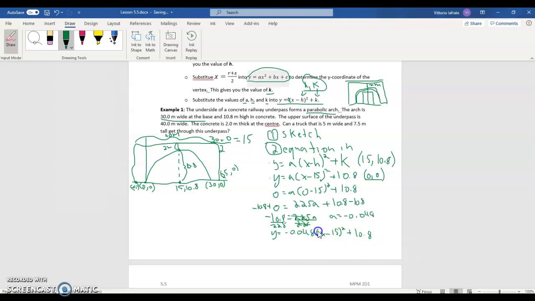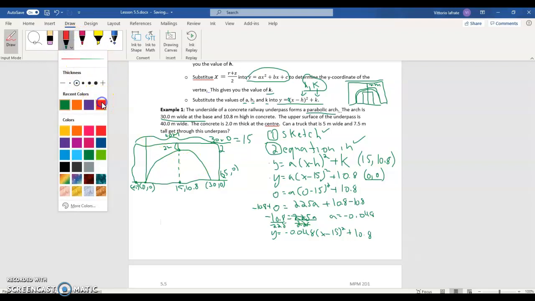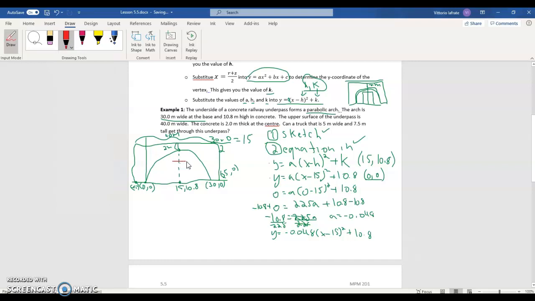So what do we do with this equation? What happens now? This is our first step, which was to sketch. Second step was to find the equation of the parabola. Remember, our goal is to see if this truck can fit through. So I'm just going to erase this part really quickly so I can draw a truck in. I'm going to put a truck under the overpass, and I'm going to assume the truck is going straight through the middle. So I'm going to draw the truck here. This is the truck, like this.